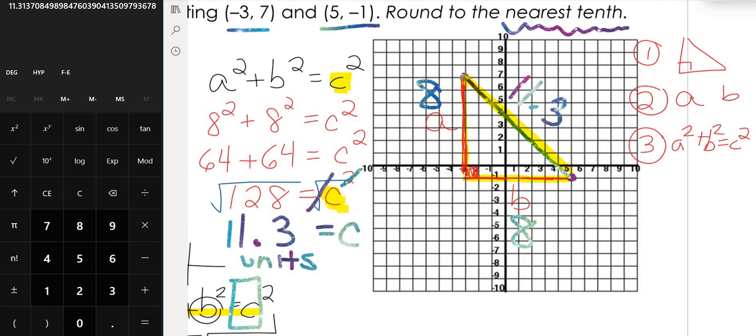It's longer than the two legs. The legs are 8 and 8. The length of the diagonal is 11.3. That should always be the case. Your diagonal should be longer than the other two legs.